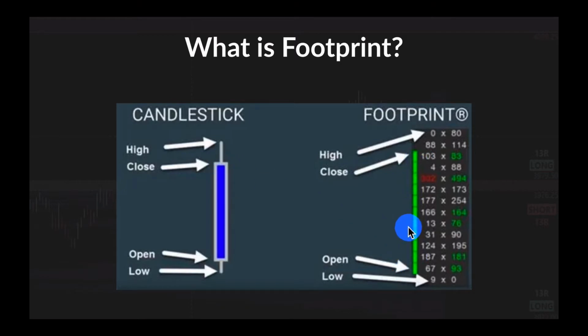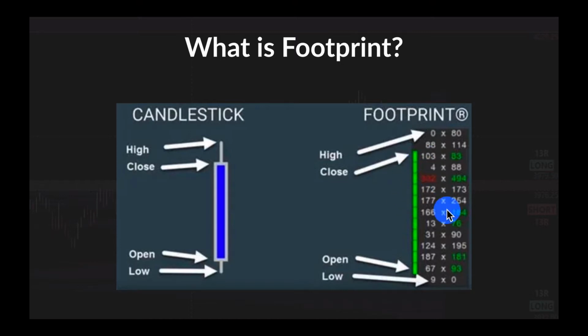If it's green, it opened below the close. It's red, or whatever color you want, if it opened above the close. And you've got your high and your low, of course, which is just the extension of the footprint bar, right? So pretty easy concept. It kind of mirrors a normal candle.